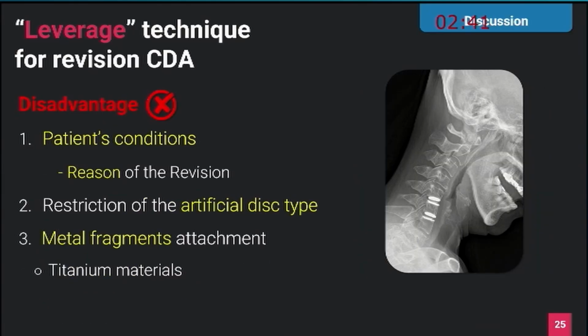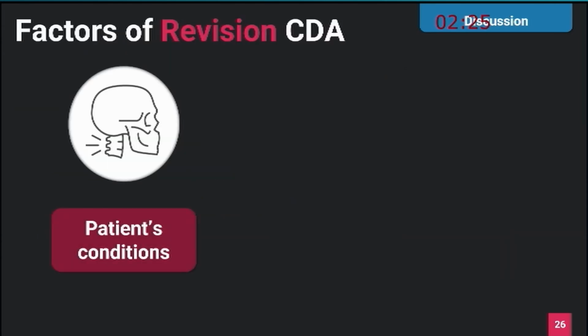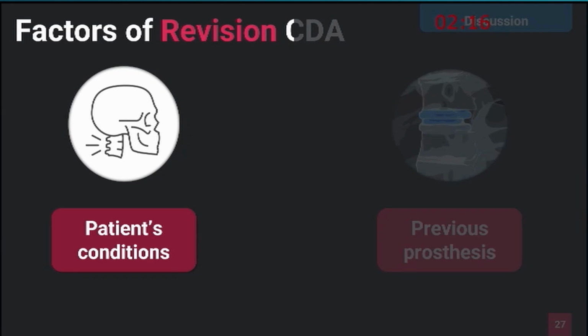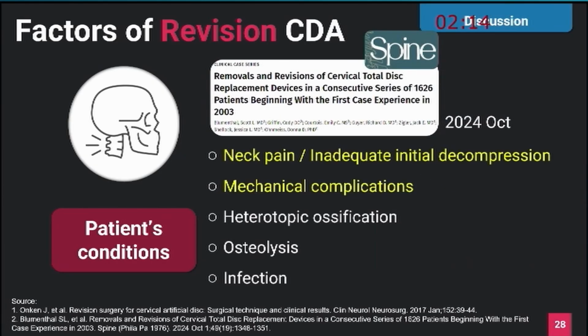And there are still some disadvantages. It is restricted by the patient's conditions and the artificial disc type. Furthermore, there will be some metal fragment attachment, but since it is made of titanium, this should not be a big problem. So the 2 main factors for revision CDA with the leverage technique are, one, the patient's conditions, and another, the previous prosthesis. There are many causes for which we should do revision CDA, such as neck pain, inadequate initial decompression, mechanical complications, ossification, osteolytic lesions, and infection.